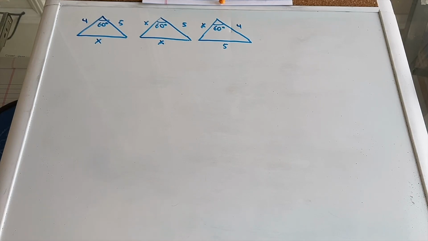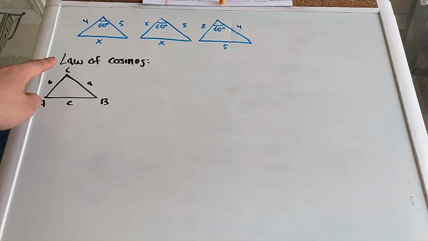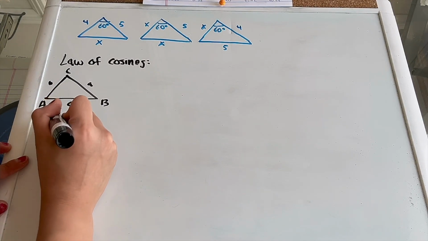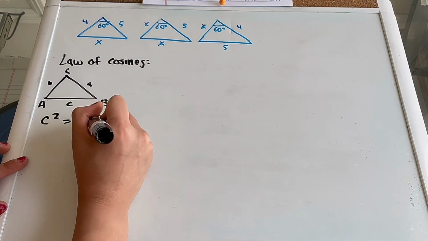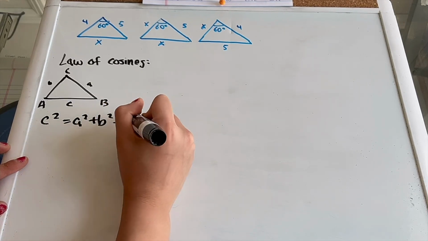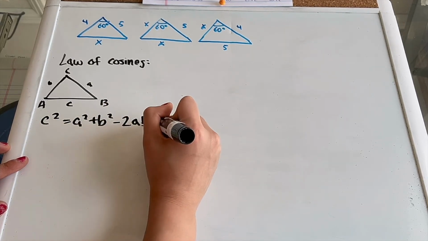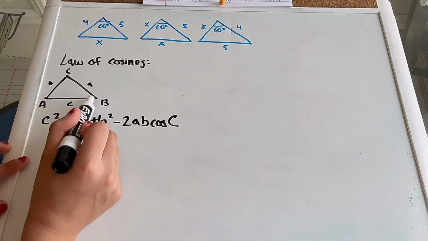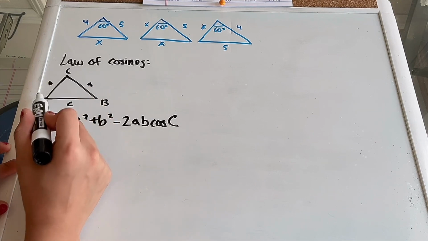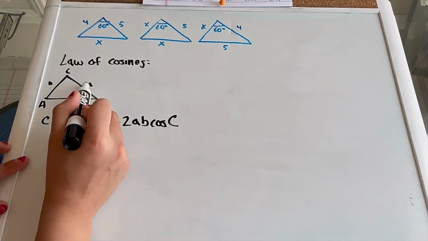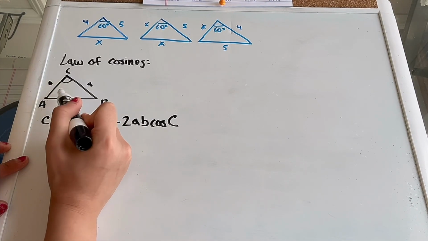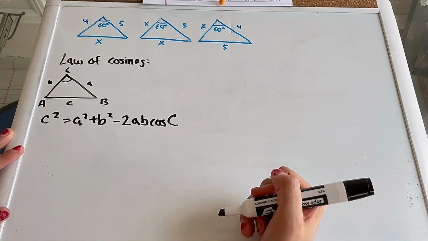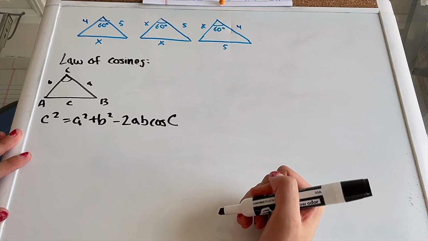So how the law of cosines works. In a triangle ABC where the side lengths are respectively a, b, and c, c squared is equal to a squared plus b squared minus 2ab times the cosine of C. So this c squared is going to be a squared plus b squared minus 2 times a times b times the cosine of C. Now we can use this and plug it into these three formulas to find the possible values of x.